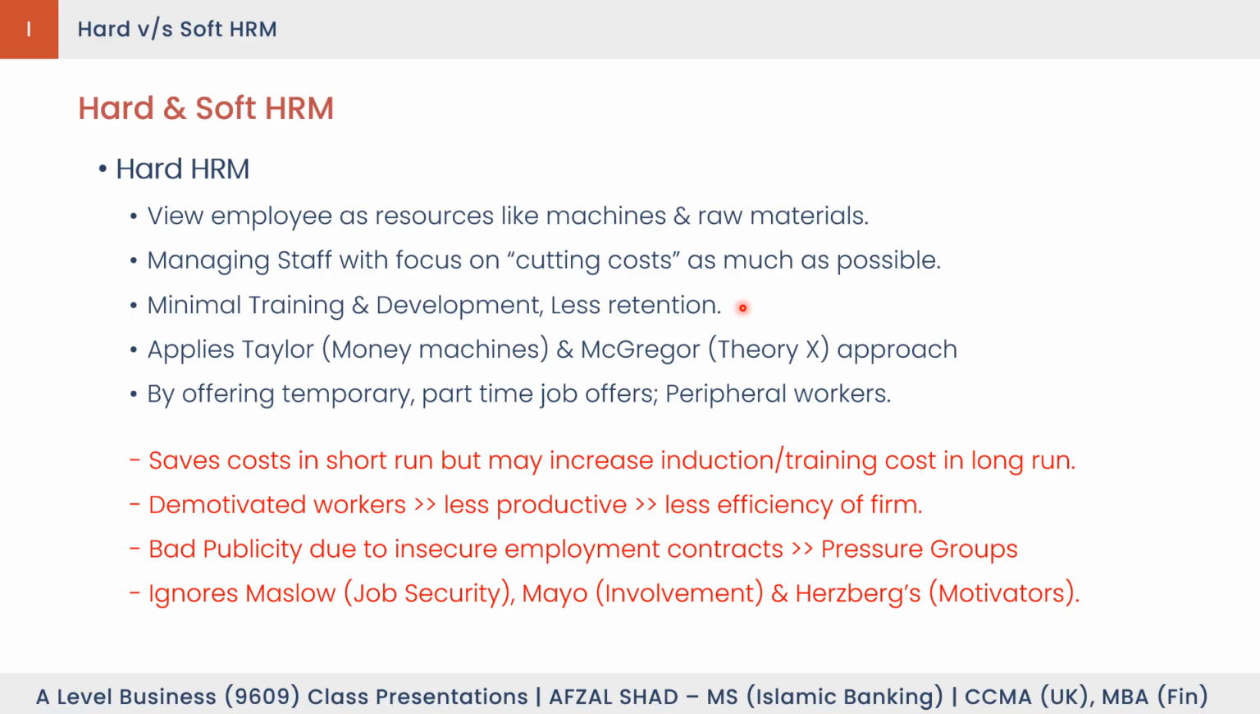Hard HRM believes in the second one, that is replacing the employees. It never believes in retaining the employees. It is kind of an autocracy, and then applies the Taylor money machines and McGregor's Theory X approach. So in simple words, autocratic, output based element. And by offering temporary, part-time job offers or peripheral workers.